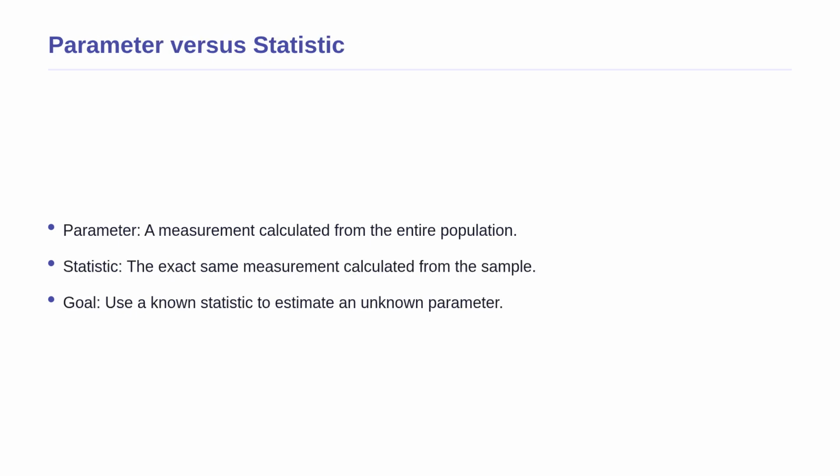Now that we understand populations and samples, we need to distinguish between the measurements we take from them. When we calculate a measurement from the entire population, we call it a parameter. You can remember this because both population and parameter start with the letter P. On the other hand, when we calculate that exact same measurement from our smaller sample, we call it a statistic. Both sample and statistic start with the letter S. This distinction is critical because our ultimate goal in biostatistics is to use a known sample statistic to estimate an unknown population parameter.